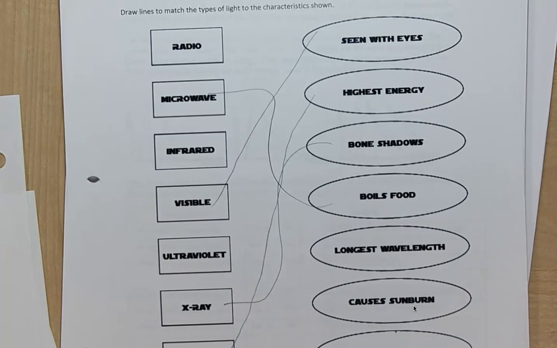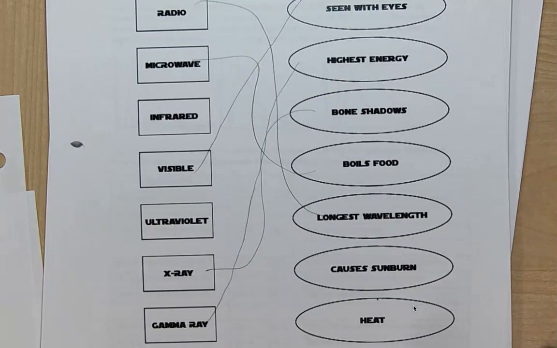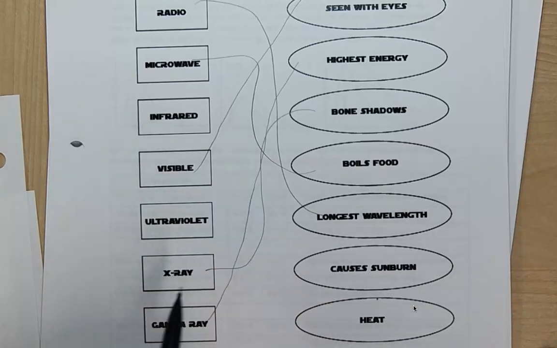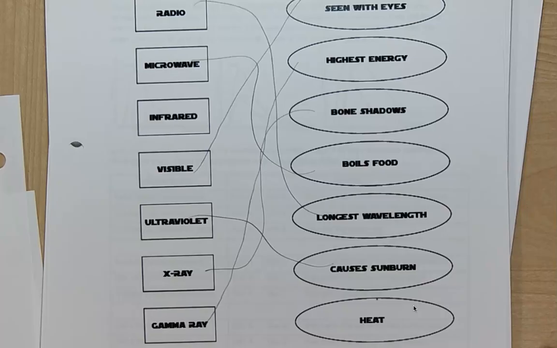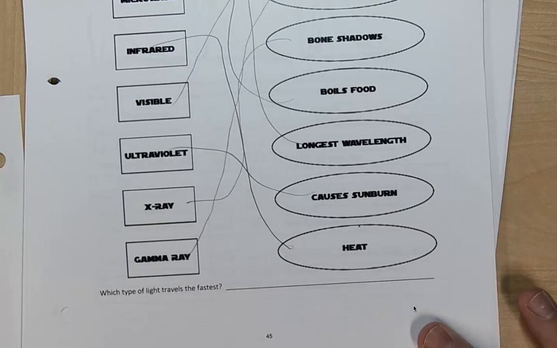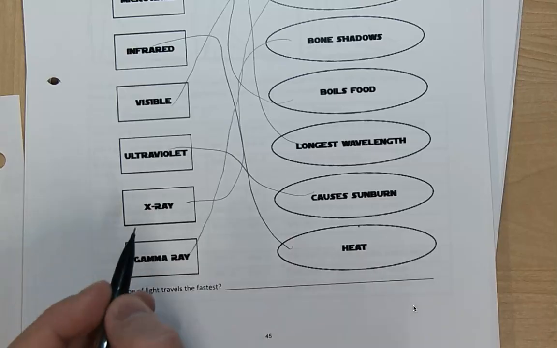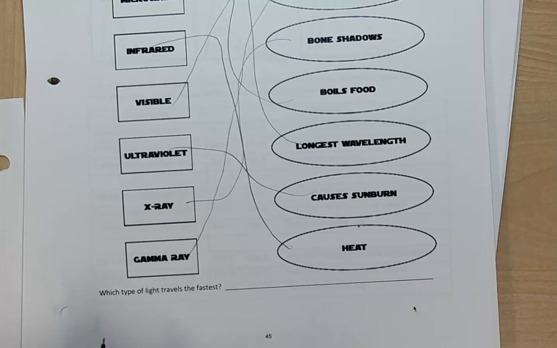Which one has the longest wavelength? That's the radio. Causes sunburns? Ultraviolet. And then, which ones do we perceive as heat? Infrared it is. And then which type of light travels the fastest? I hope I didn't trick you this time. They all travel at the same speed. All light, regardless of wavelength, regardless of frequency, all light travels at the same speed.